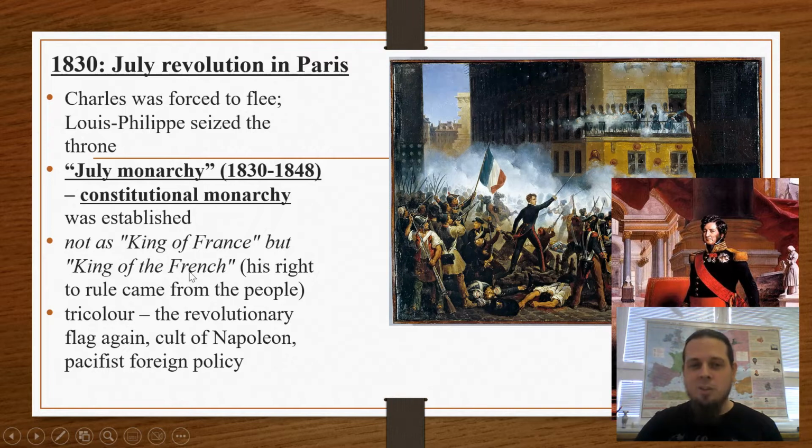As I said, a constitutional monarchy was established, and he himself declared to be the king of France, not the king of the French, as he wanted to show that his right to rule came from the people who came to the barricades, waving the three-colored flag that was actually banned and not used until this time, and was introduced again.